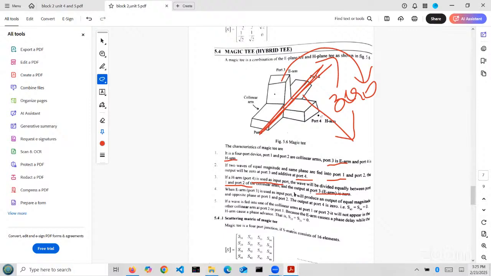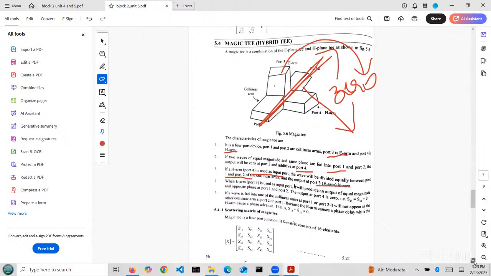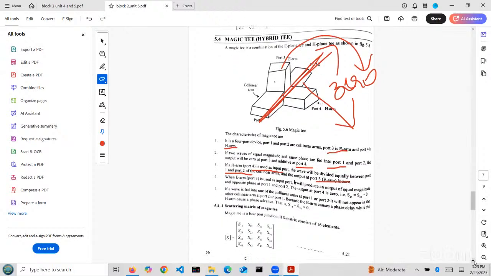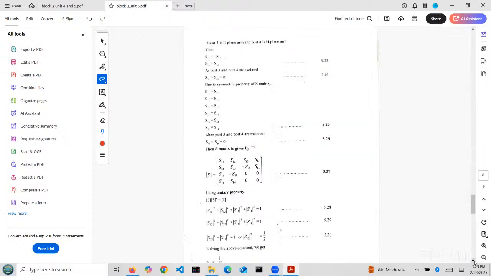After checking these 5 conditions, we will come to the matrix format. What is the matrix? 4x4 matrix: S11, S12, S13, S14. S21, S22, S23, S24. Next S31, and so on, we are writing the 4x4 matrix. Again, here also I am concentrating on the conditions. What are the conditions we have? Compulsory, you have to remember these conditions. Based on these conditions only, your derivation will come.